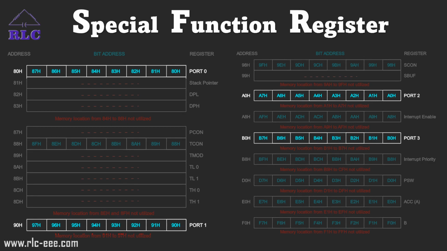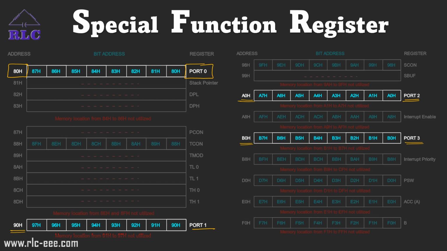First we'll see the ports and their memory locations. Port 0 is at memory location 80H, then port 1 at 90H, port 2 at A0H, and port 3 at B0H. We can easily remember this: port 0 is 80, port 1 is 90, that is 8, 9, the next port 2 is A, that is 8, 9, A, then port 3 is B, 8, 9, A, B. So 80H for port 0, 90H for port 1, A0H for port 2, B0H for port 3.